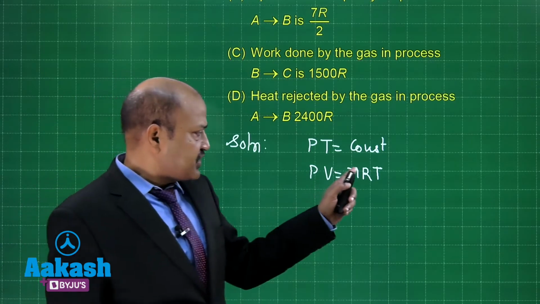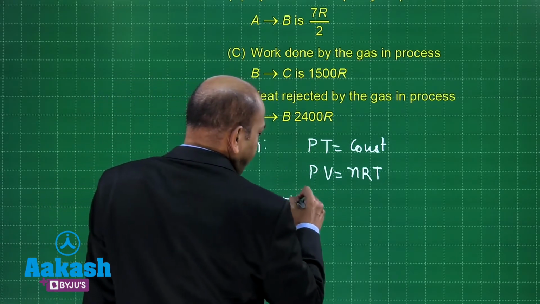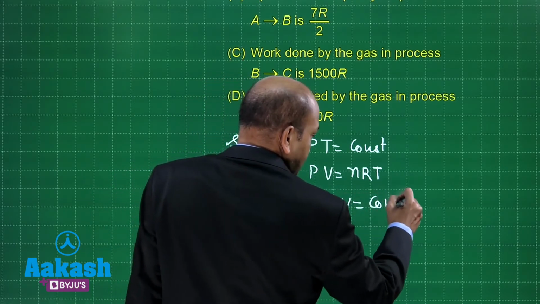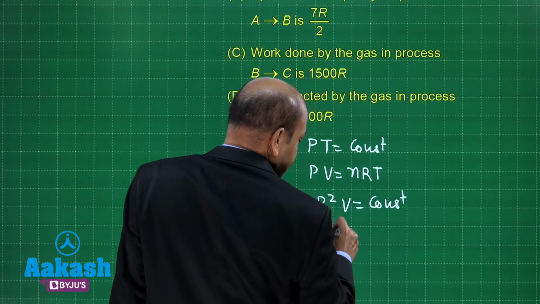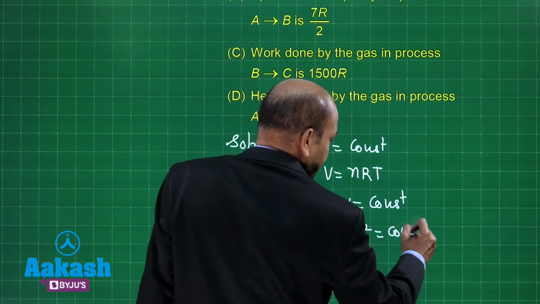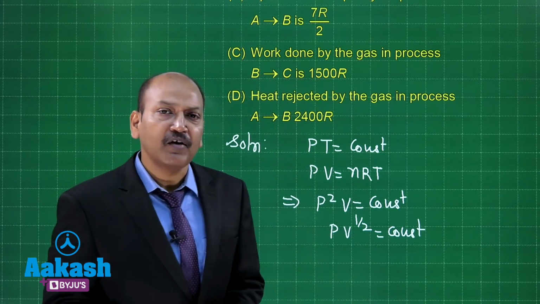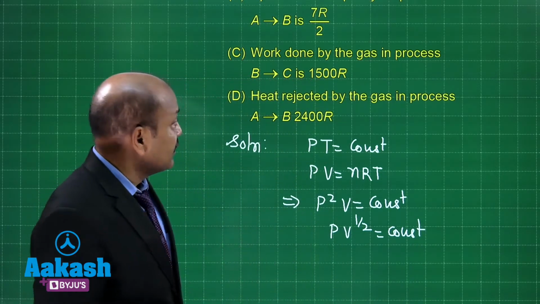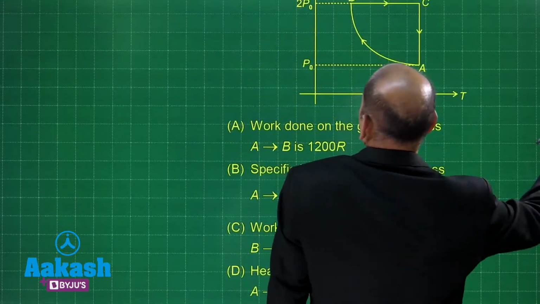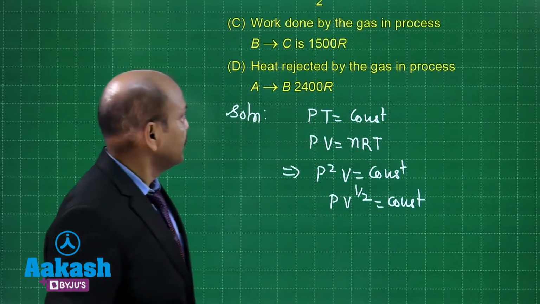If I replace T as PV by nR, I get that P square V is equal to constant, or in fact PV to the power 1 by 2 is equal to constant, isn't it? So the process AB is basically PV to the power 1 by 2 equals constant. Let's check it again. Yeah, process AB is defined by this equation also.